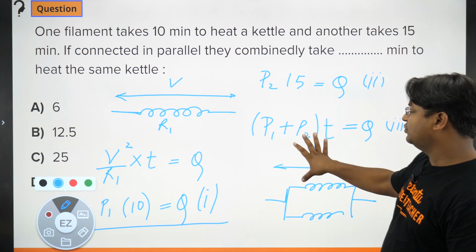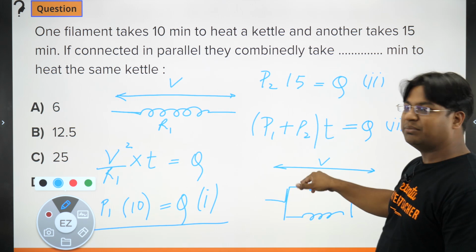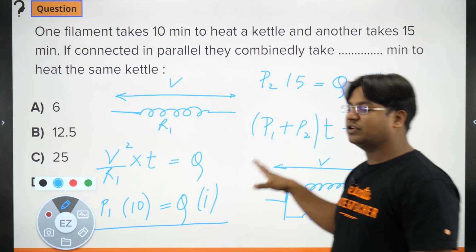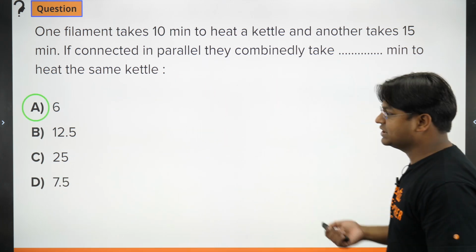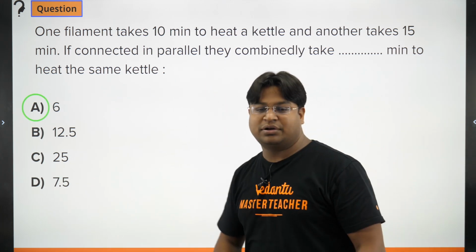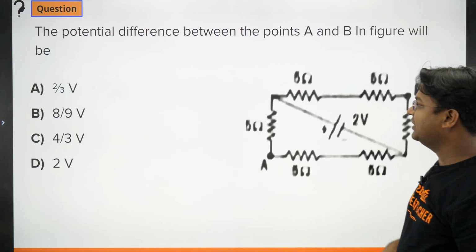It's a very simple calculation. Q by 10 plus Q by 15 into T equals Q. Q gets cancelled. So 1 by 10 plus 1 by 15 into T equals 1. You solve this equation and you're going to get 6 as the answer. So hope you like this question. Let's continue, guys.